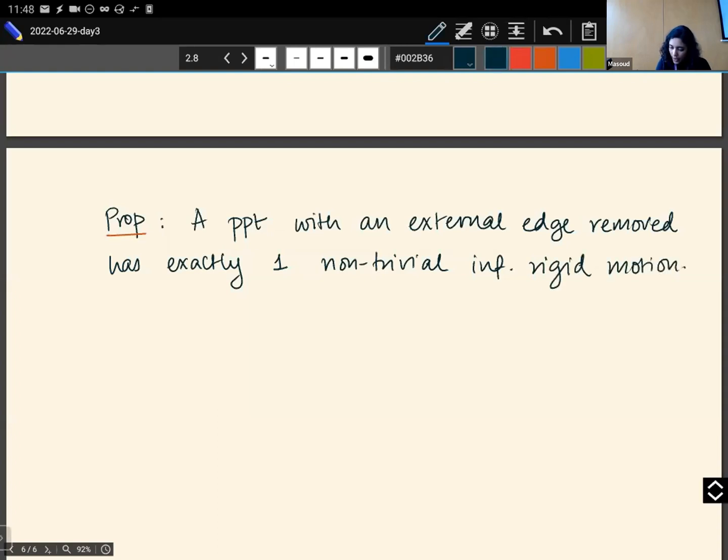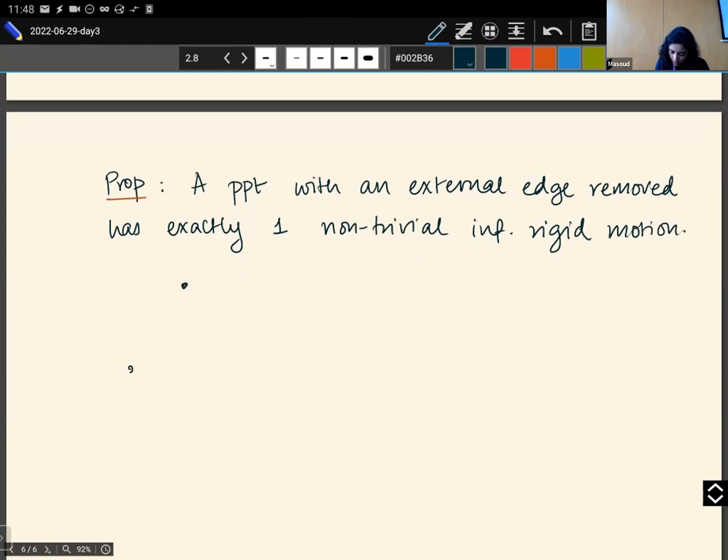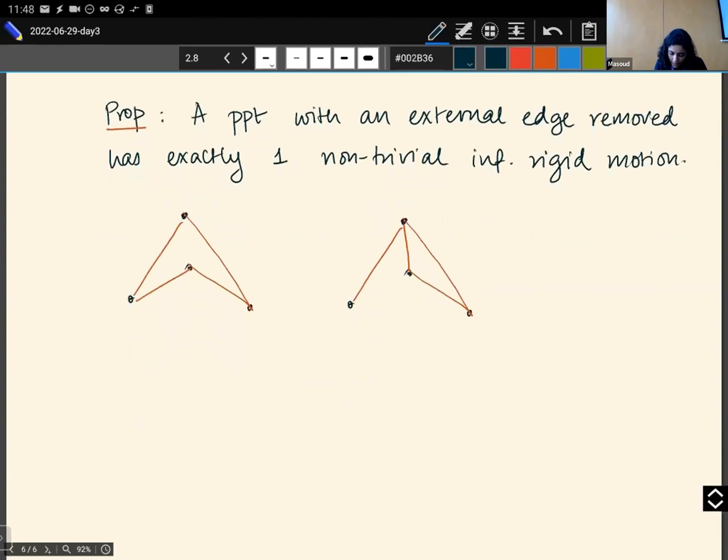Okay, so I already drew examples of this. So I'll draw 2 examples again, just to have something to look at. Okay, so something like this. Or you may have something like this. So in each case, as you can see, there's basically one thing you can do. But there's more to this proposition, which is super useful. And this is a theorem of Streinu. Actually, this proposition may also be due to Streinu, I'm not sure.